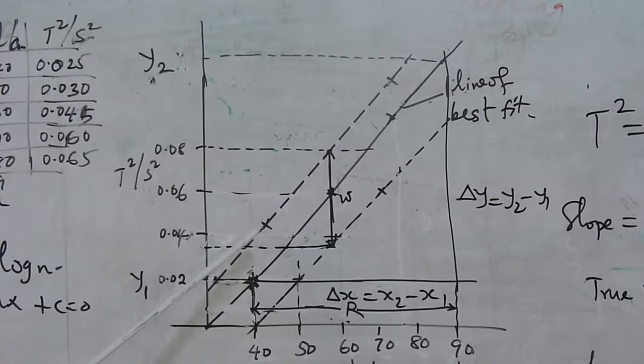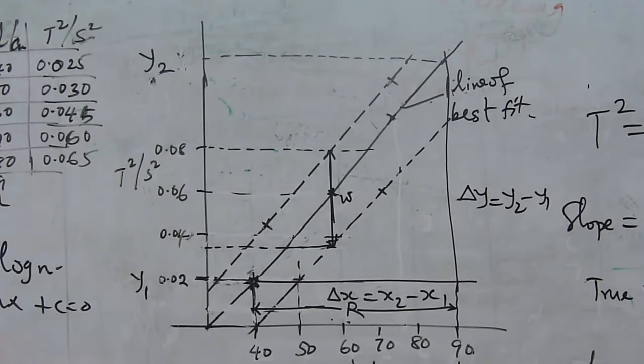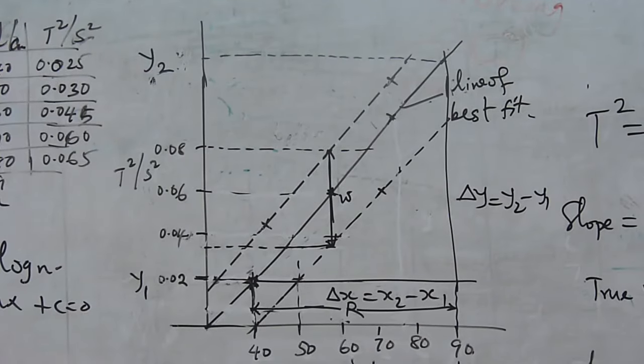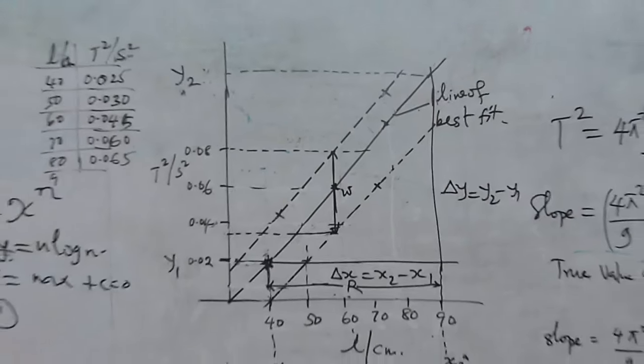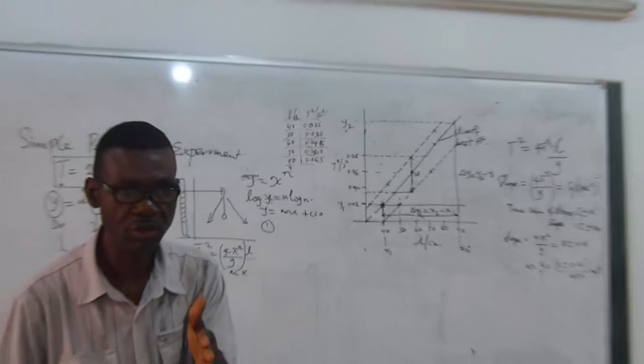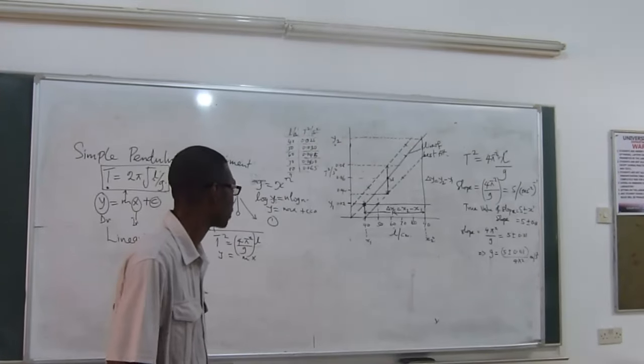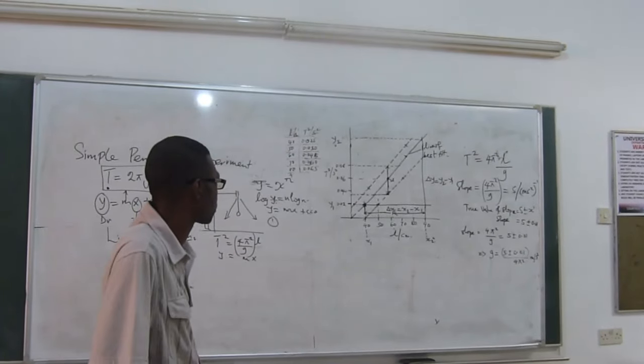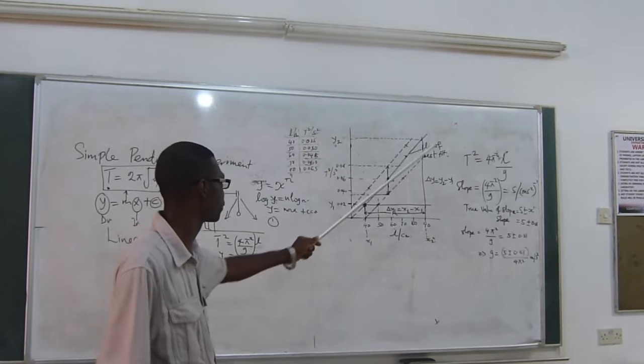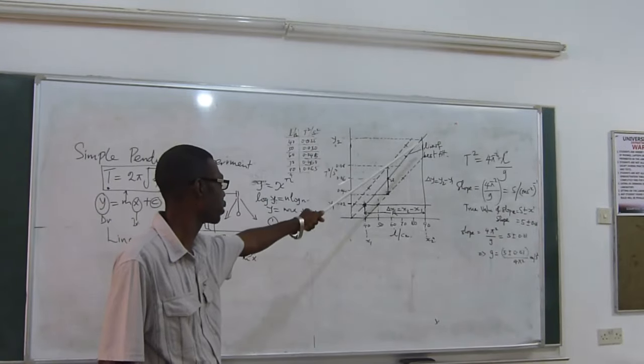Like here now, you see that I have the point here, left hand. I have the point here, left hand. I have the point left hand here. It may not necessarily be the same number on this side, but it's passing through as many as possible points on the straight line. Alright, so that's line of best fit. So this is your graph. And then from there you can find your slope.